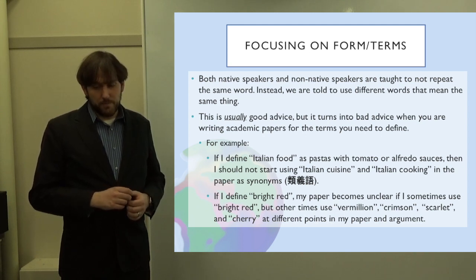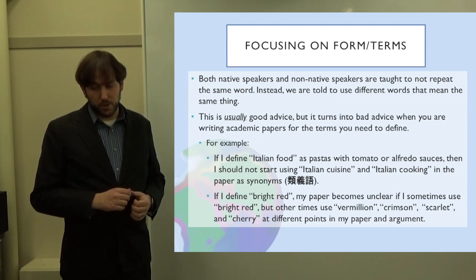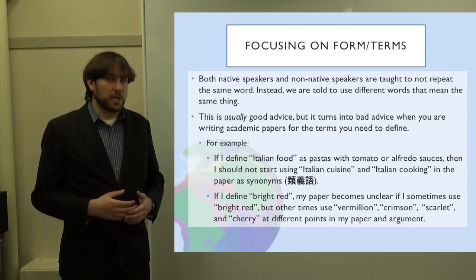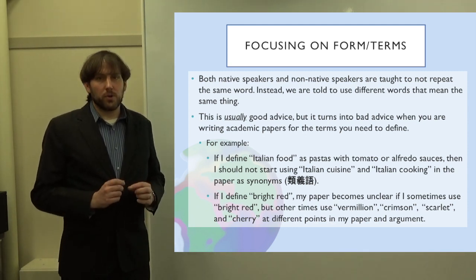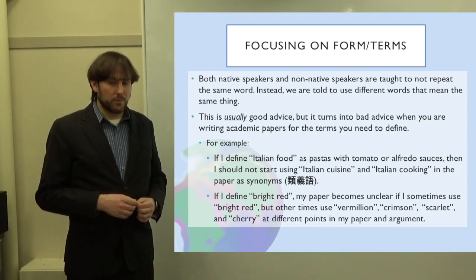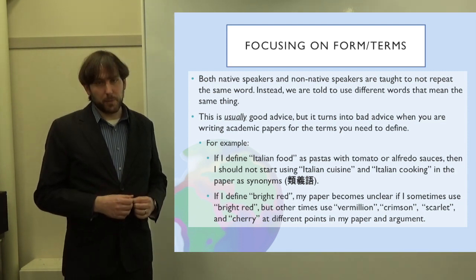With the Toyota example, if I define bright red, my paper becomes unclear if I sometimes use bright red, but other times use vermilion, crimson, scarlet, and cherry at different points in my paper and argument. Now, if I make clear exactly what's going on, that's a slightly different story, but for all of our key terms, we don't want to change them randomly. Every term we define, we want to use consistently throughout the paper.